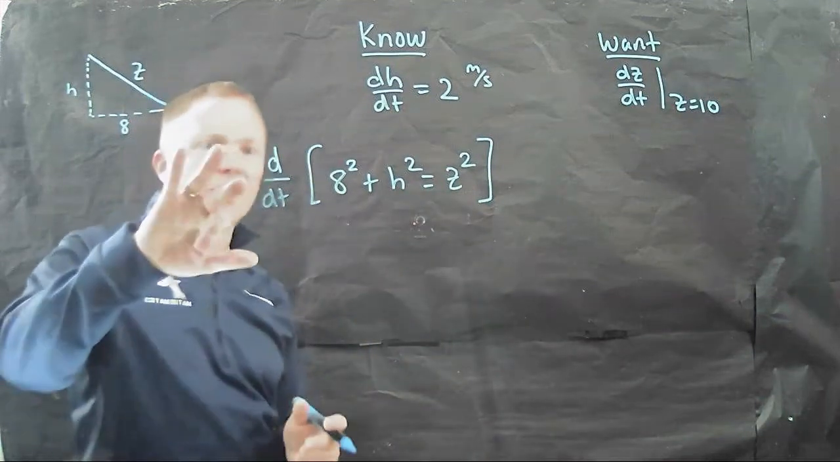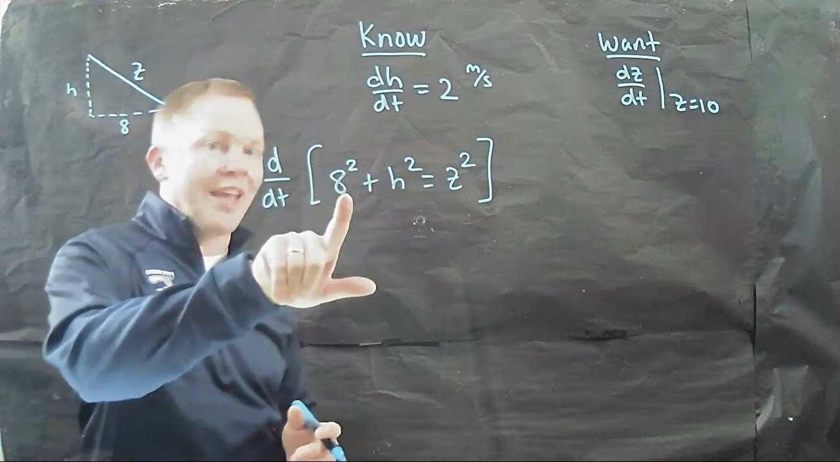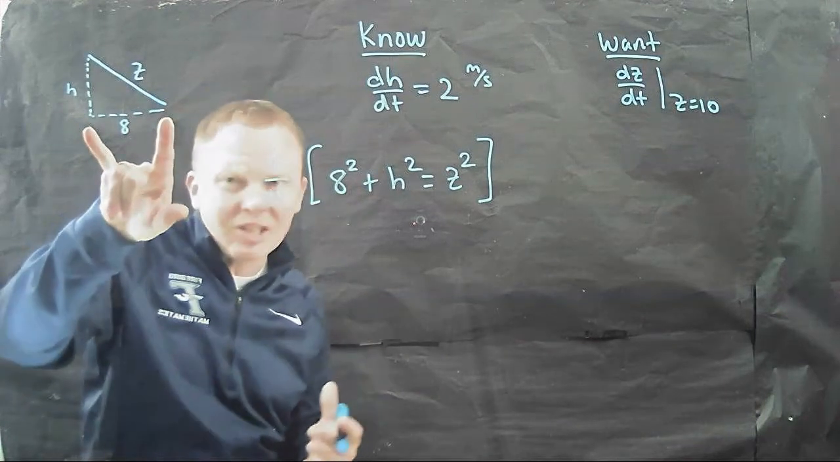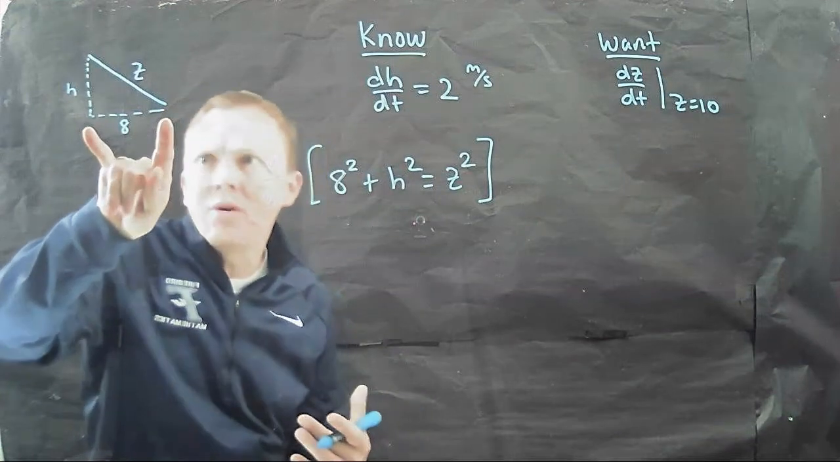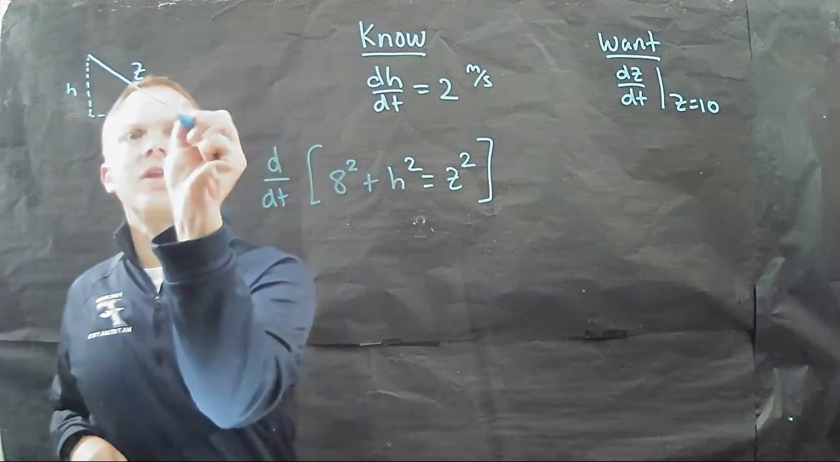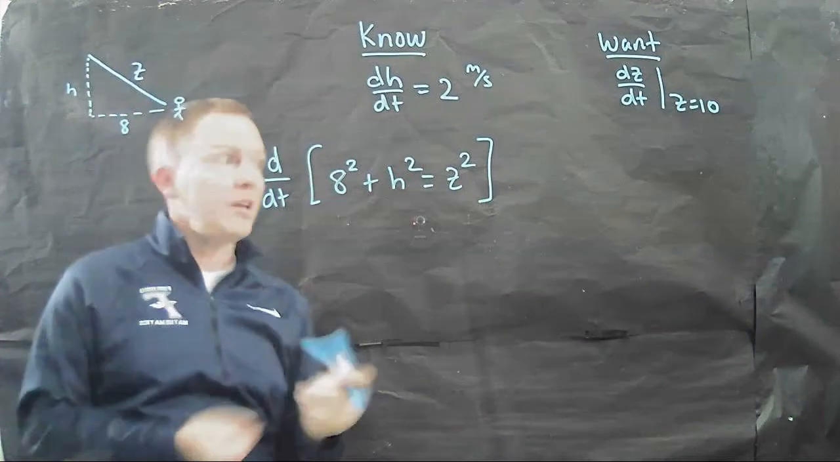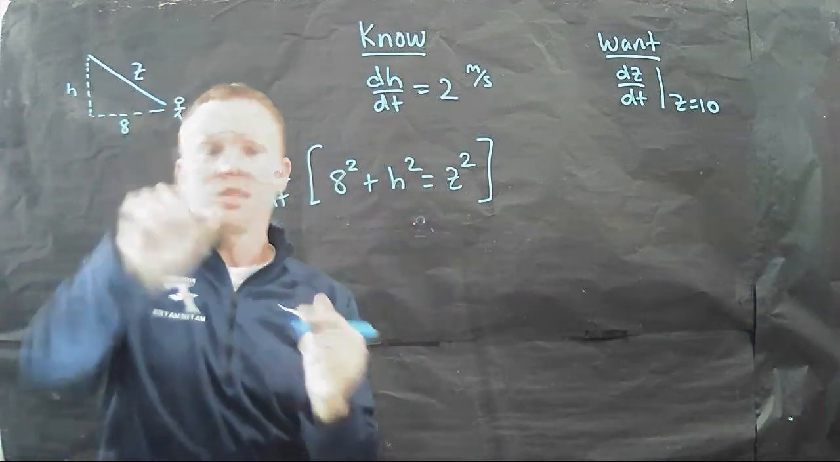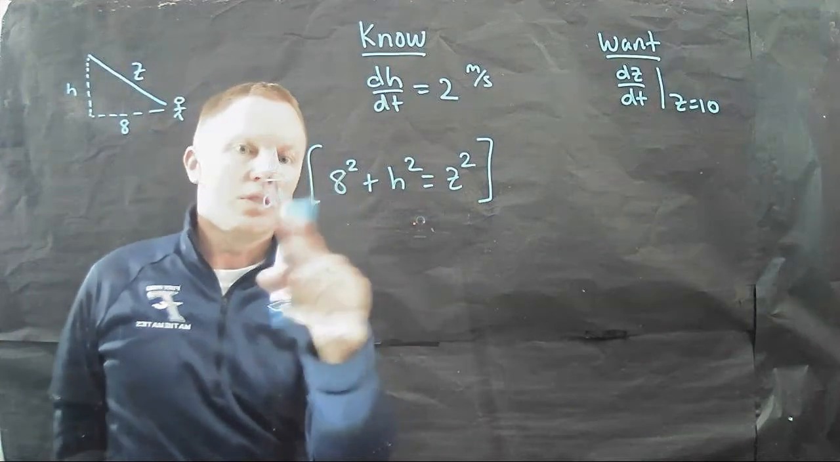So if I differentiate this equation with respect to t, the 8 is not changing. If you think about it, in the picture, 8 is not changing, so its derivative would be 0. I mean, this dude is standing right here. He's not moving anywhere, right? He's got the kite. He's just standing there. He's not running along with the kite like some crazy kid. So what's the derivative of 8?